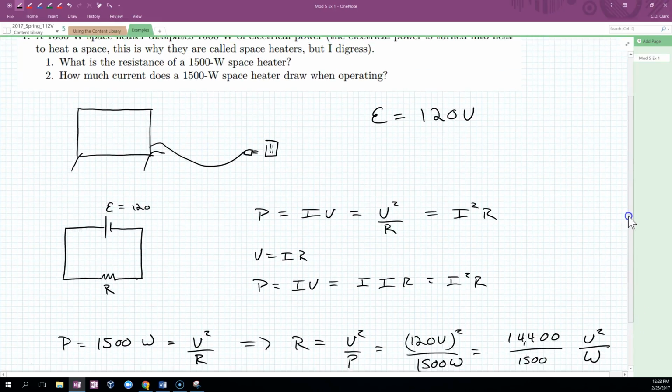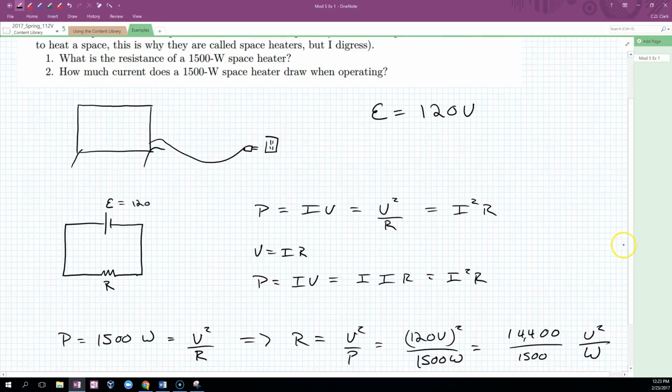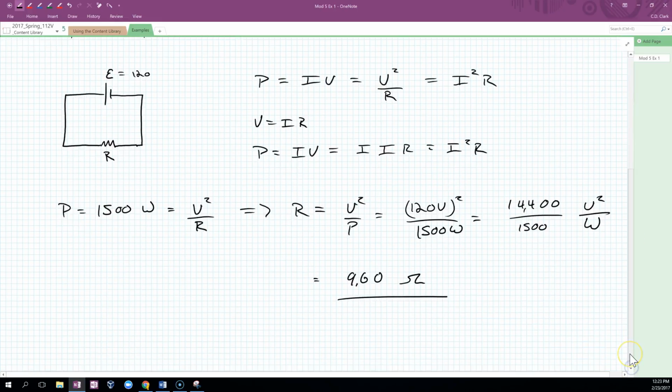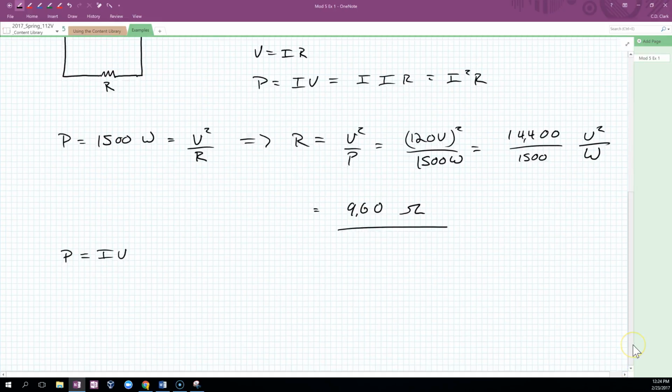The next question asks, how much current does the 1500 watt space heater draw when it is operating? So you turn the space heater on and it draws current from the wall. How much current is it drawing? Well, we know again that it dissipates 1500 watts of power. We know that the resistance now of the space heater is 9.6 ohms, so we could actually calculate this in a couple of ways. Let's look at the first way. The first and easiest way would probably be to use the power equation that just involves current and voltage, because I know what the voltage applied across the space heater is. So the current is going to be the voltage divided by the power.